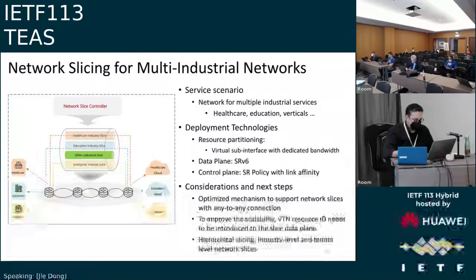Also, as the number of network slices will increase in the future, to improve scalability, the plan is to introduce the data plane VTN resource ID to the network slice, so that it can reduce the amount of information to be distributed in the control plane, and also help reduce the number of forwarding entries in the data plane.